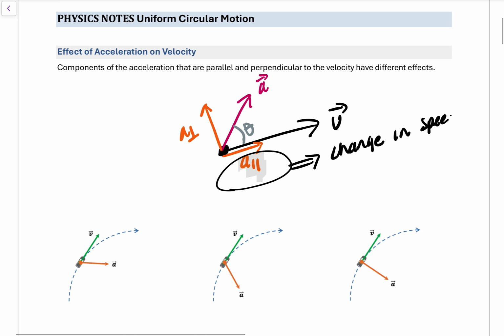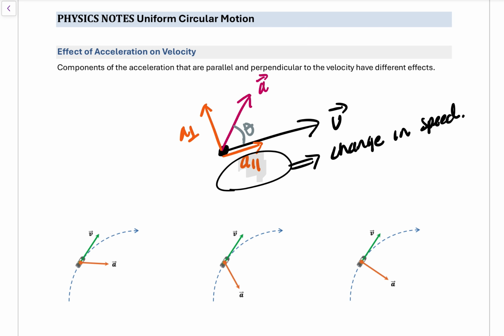So if the direction is the same direction as velocity, if they're both going in the positive direction, they're going to speed up, or both going in the negative direction, they're going to speed up. And if the acceleration and velocity are in opposite directions, but along that same axis, right, so parallel to each other, then our object can be slowing down. So acceleration in the same direction or parallel to velocity causes a change in speed.